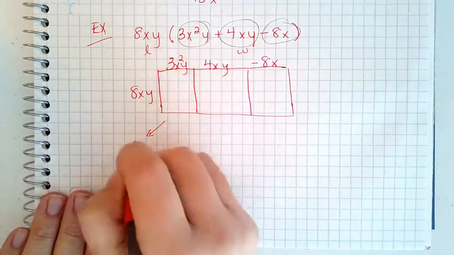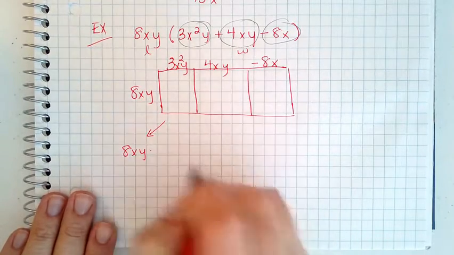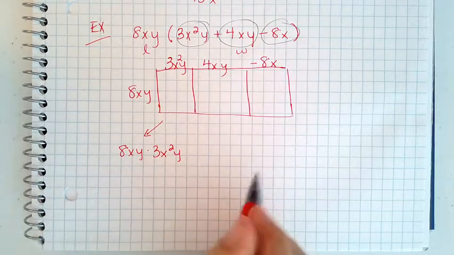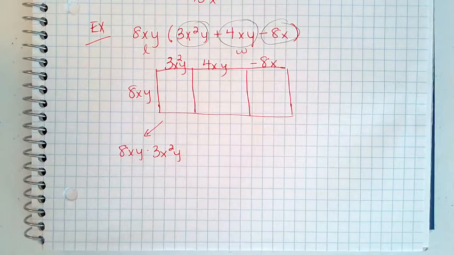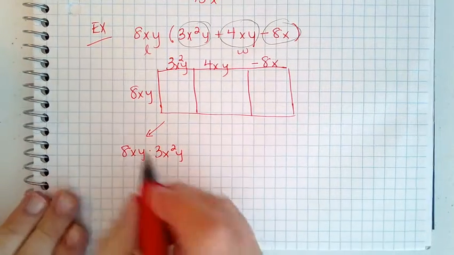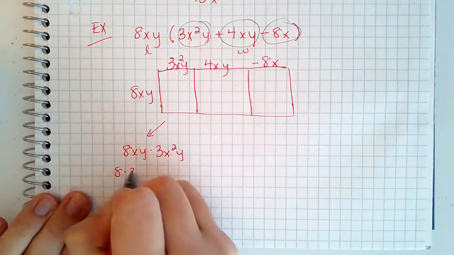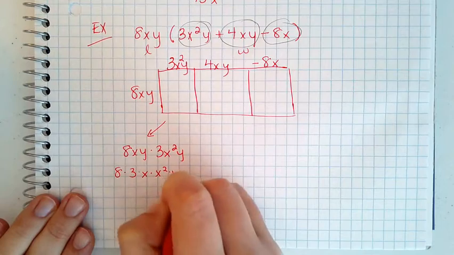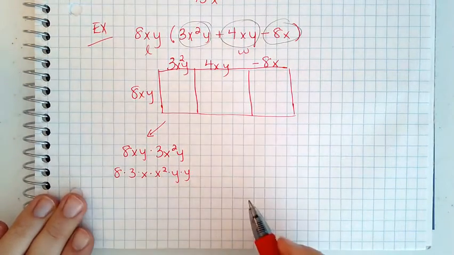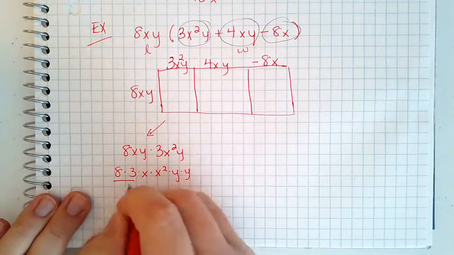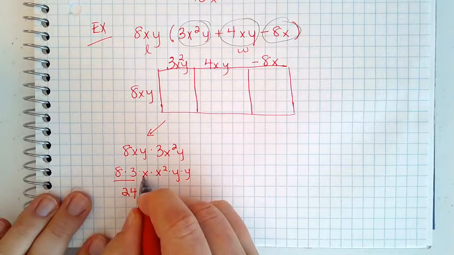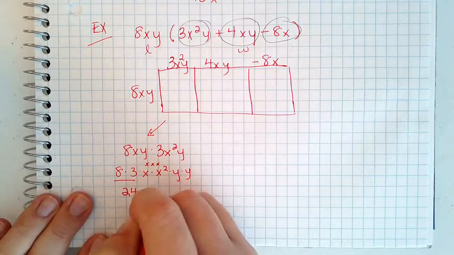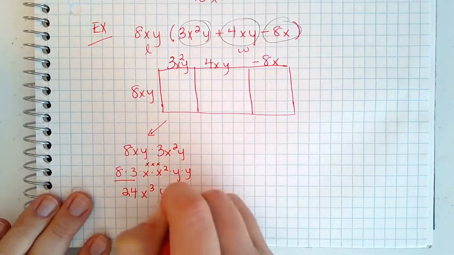So this box is going to be 8xy times 3x squared y. And I'm just going to group everything up. Again, these steps let us break this problem down into something more manageable. So this becomes 8 times 3 times x times x squared times y times y. 8 times 3 is 24. X times x squared is the same as 1, 2, 3 x's, which is x cubed, and y times y is y squared.